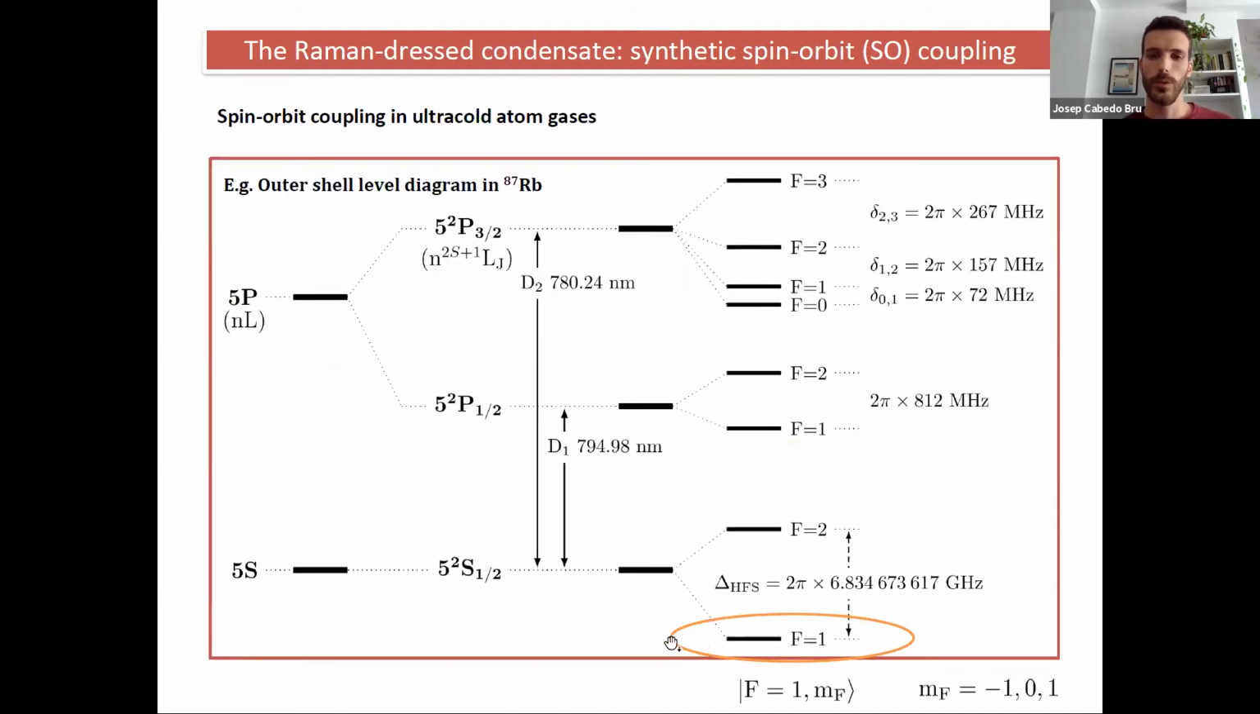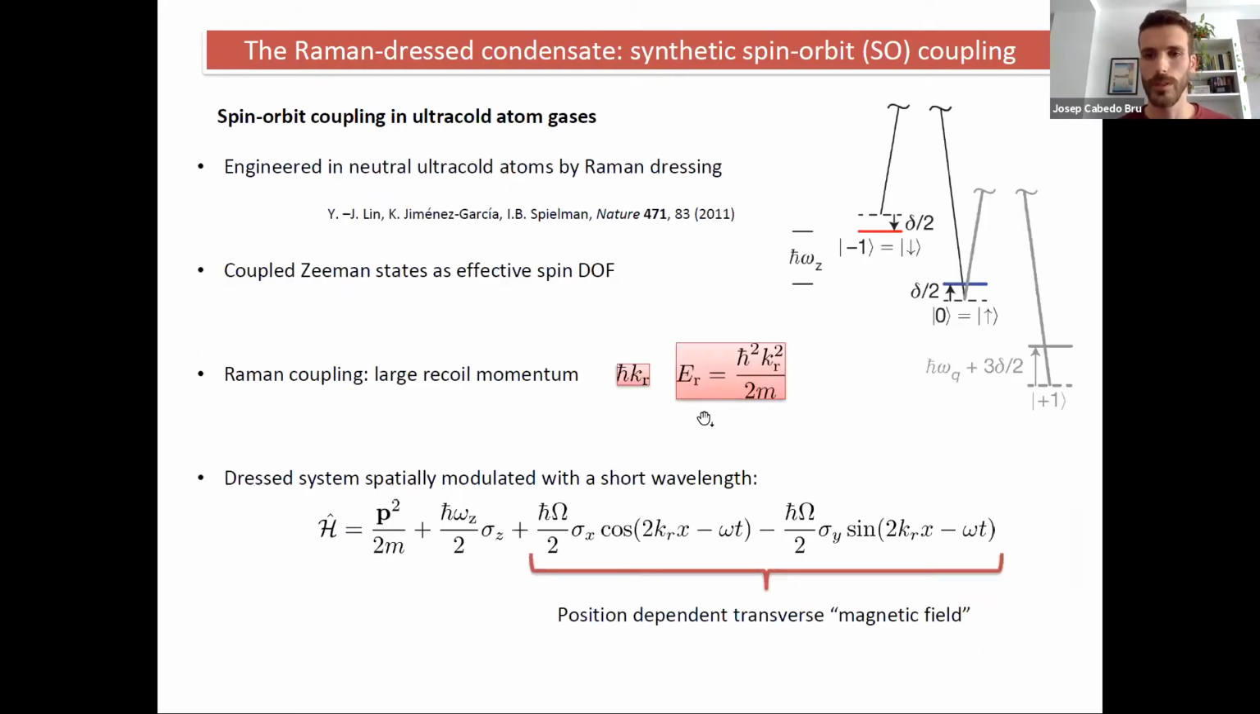So basically, Raman dressing is a two-photon process that, in alkali atoms, couples two fine structure states off-resonantly to the next excited fine structure state. Typically, they aim somewhere between the D1 and D2 lines, where they are far enough from resonance with both of them, but they also minimize the scalar light shift. And what's relevant here is that the energy scale of these transitions is very large compared to the energies in the system. So we have a large recoil momentum and large recoil energy from this transition when compared to the characteristic scales in the ultra-cold atom system.